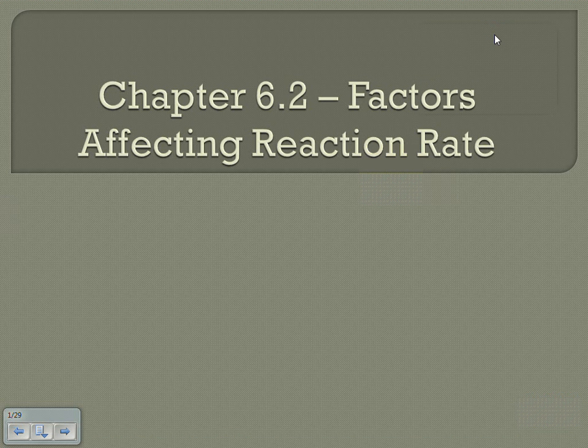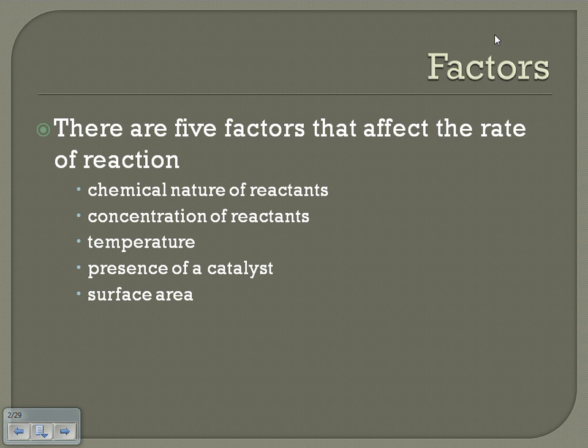This video is all about factors that will affect the rate of the reaction. So basically it's a little bit of memory work for you guys to do, but I'm going to go through each factor in a little bit more detail. There are 5 factors that you need to know that will affect how fast a reaction happens. So here they are listed here. The chemical nature of the reactants, the concentration, their temperature, the presence of a catalyst, and the surface area.